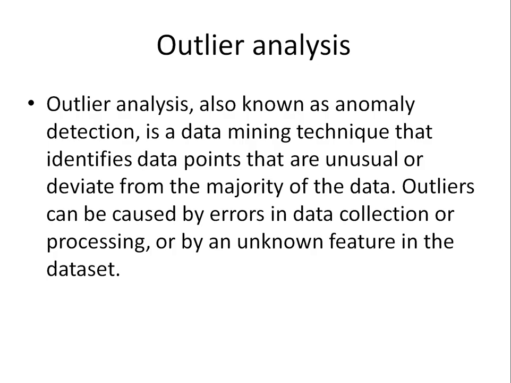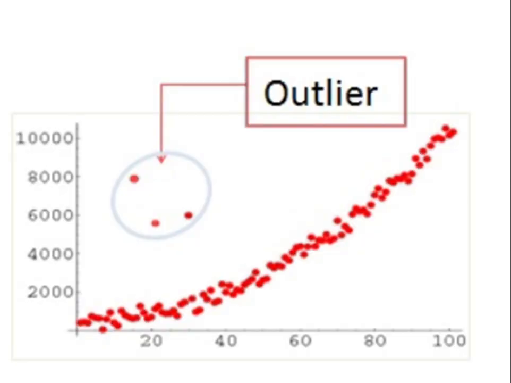Then outlier analysis, also known as anomaly detection, is a data mining technique that identifies data points that are unusual and deviate from the majority of the data. Outliers can be caused by errors in data collection and processing, or by unknown features in the data sets. For example, the similar range of data may lie in the range of 2000 to 10,000, but some other data are outliers from this layer and are removed, as they are outlier data. Thank you.